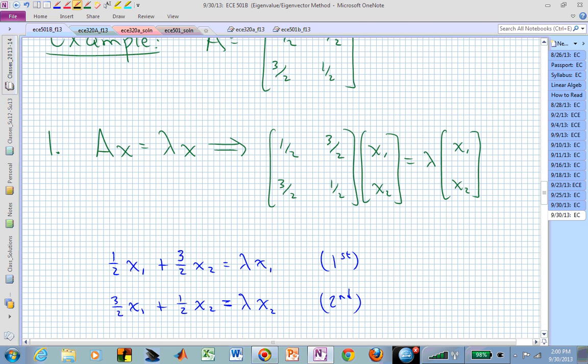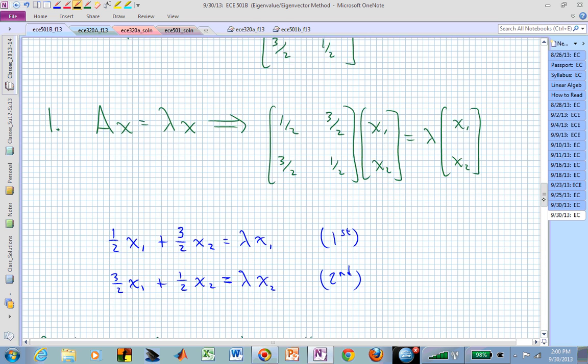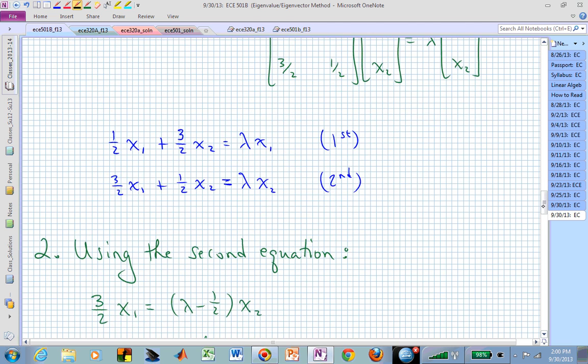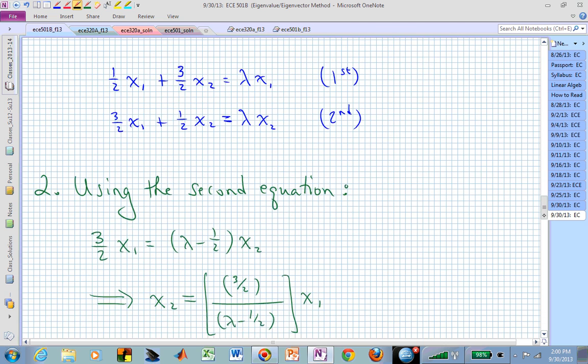We can create the first equation, 1/2 x1 plus 3/2 x2, by simply doing the matrix-vector multiplication on the left. That's equal to the first coordinate, lambda x1. Likewise for the second equation. Now, if you remember what we were doing in the second step, we take one of those equations and solve for one of the variables. What if we take the second equation and solve for x sub 2?